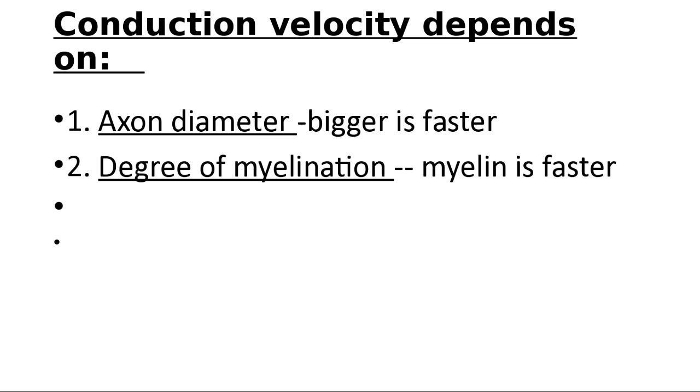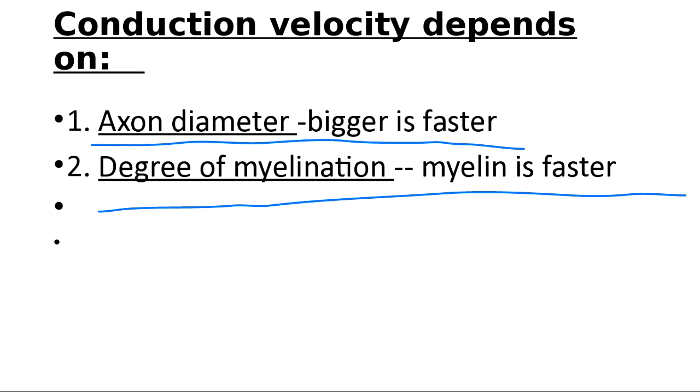And the velocity of an action potential depends on several things. The bigger an axon is, the faster the action potential moves, the conduction velocity is. The degree of myelination affects it. The more myelinated, the faster.